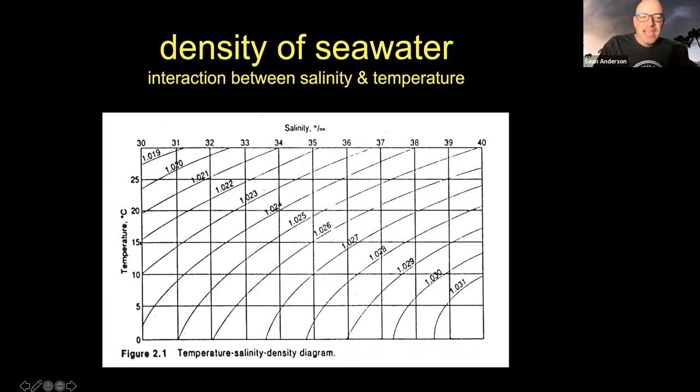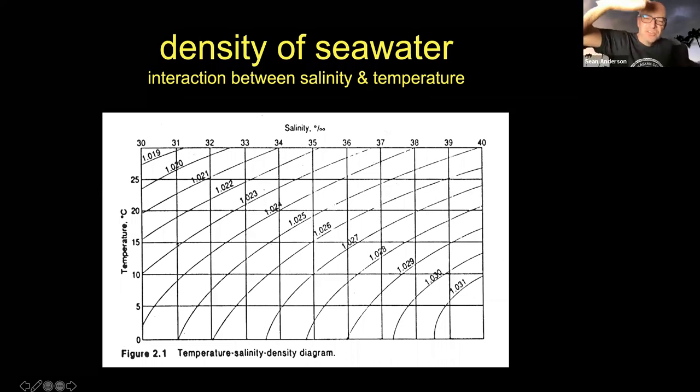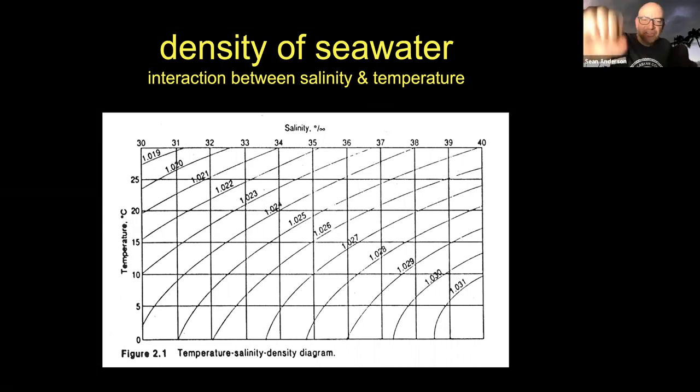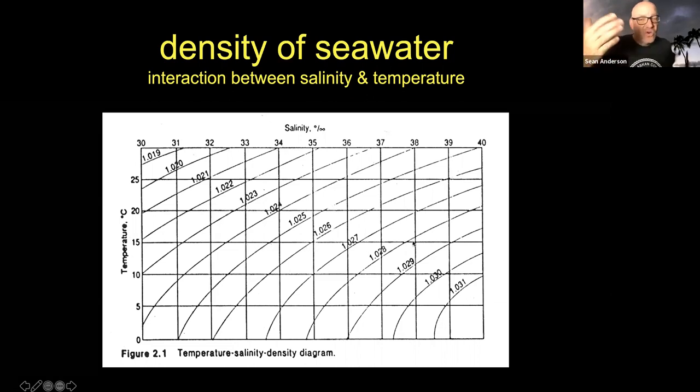Similarly, if we have water at a given temperature, and let's say it's 31 parts per thousand, and we start to sprinkle some salt in there from a salt shaker, it's going to start to get more and more dense. We could go the opposite. We could warm up the water, the same salinity, warm it up, and it's going to get less dense. We can also add fresh water so that the saltiness goes down, and same thing, we start moving down this way and the water is not as dense.